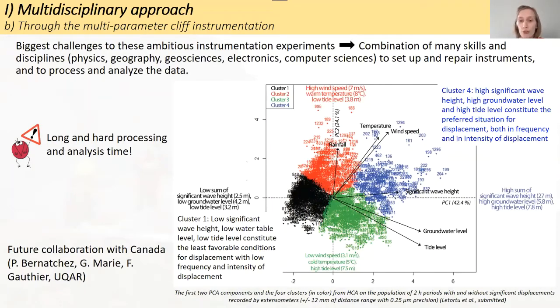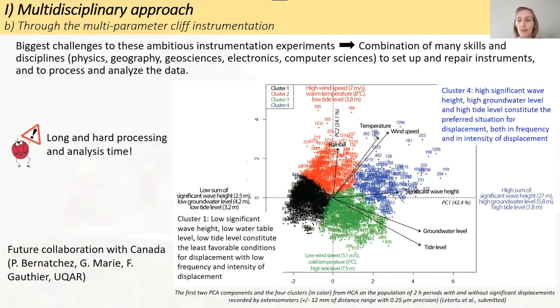One of our first results in the Ricochet project in Normandy is about the analysis of extensometers and environmental conditions. Thanks to statistical analysis, we identify 4 types of environmental conditions that can be identified as responsible or not for the displacement on existing fractures.